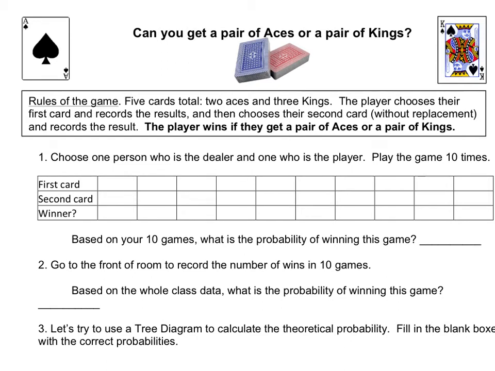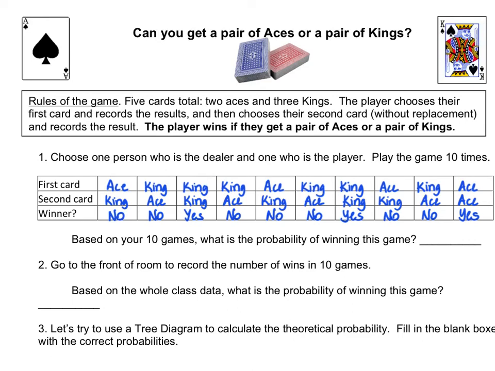If we were doing this in person, then one person would be the dealer and the other one would be the player, and then you would trade. The idea is for you to play the game 10 times. I'm going to write down the results that I got when I played the game, and you're going to record the results that you got when you play the game, and then calculate the rest of the page according to your results. Out of the 10 games that I played, I won 3 times.